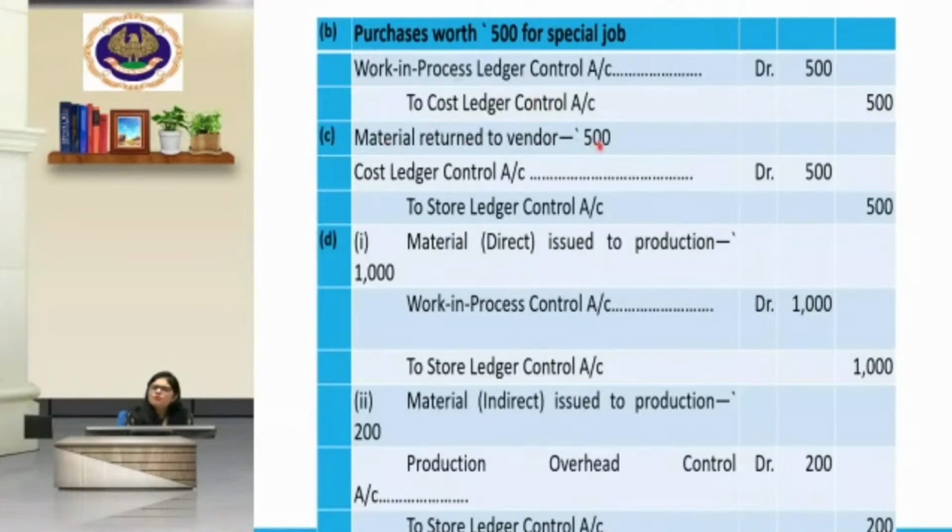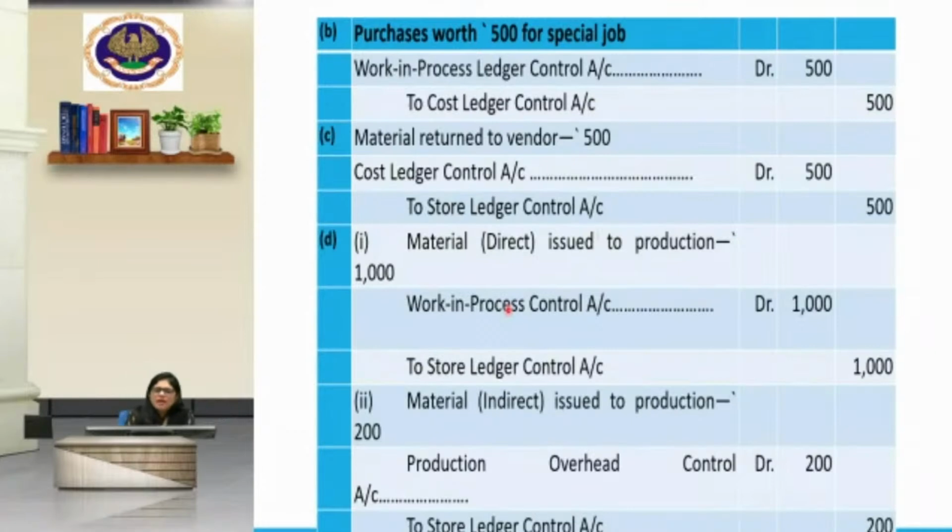Material return to vendor. So it's just the reverse entry. When we purchase material, what entry we pass? Stores ledger control account to cost ledger. When we are returning it back, it will be cost ledger to stores ledger. So just the reverse. Material directly issued to production. So any material, direct material. It's not material directly, it's direct material. So every direct material, direct labor, direct expenses has to go to WIP account.